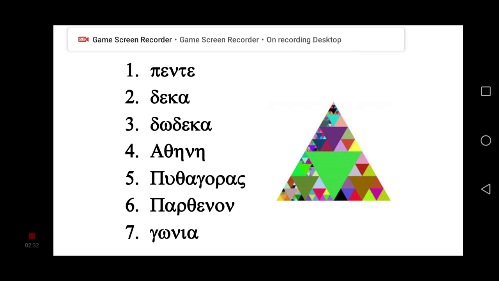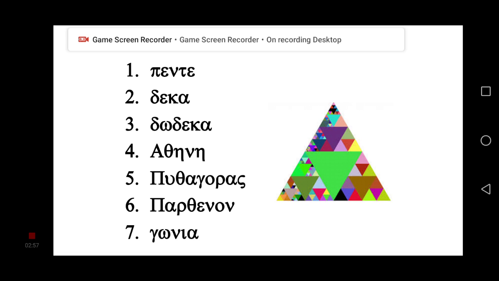So let's have a little look at some more words here, some numbers, and we've thrown in other things to confuse you as well. So pause the screen if you don't want the answers yet. Penta is 5, deca is 10, dodeca is 12, so we've got the numbers there. Athene is Athena, the goddess.